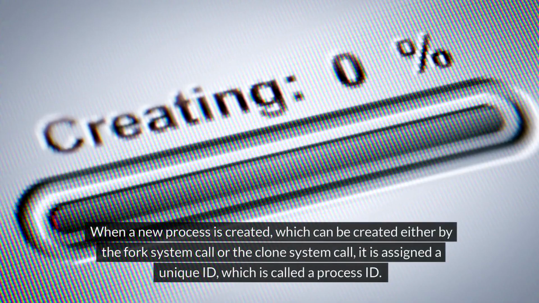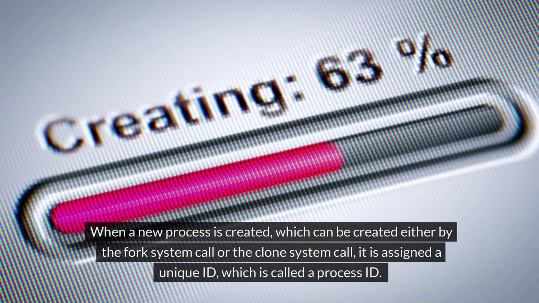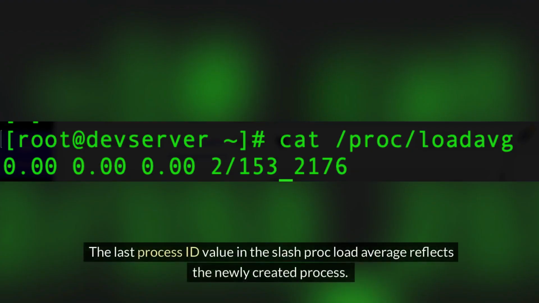When a new process is created, which can be created either by the fork system call or the clone system call, it is assigned a unique ID which is called a process ID. The last process ID value in the /proc/loadavg reflects the newly created process.